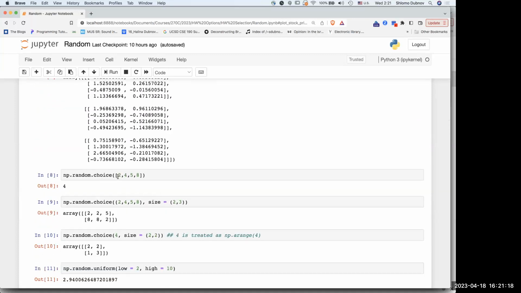Now, if you have a list of outcomes, it could be numbers, it could be any kind of list here. A random choice will basically select one of these entries. Okay, you can put letters here if you wish.